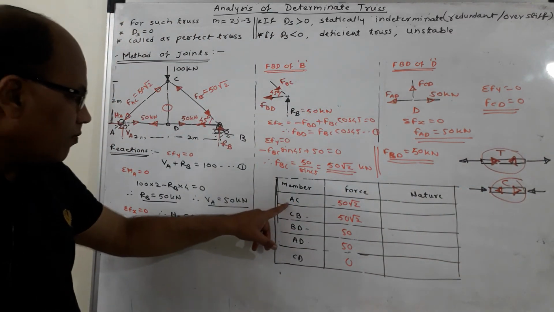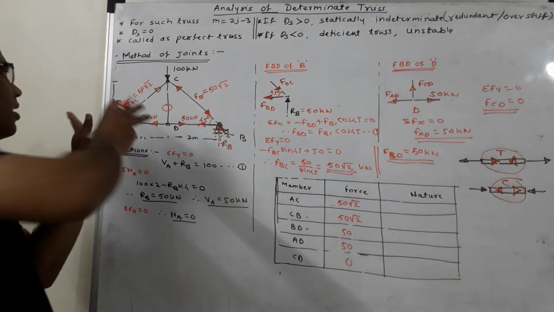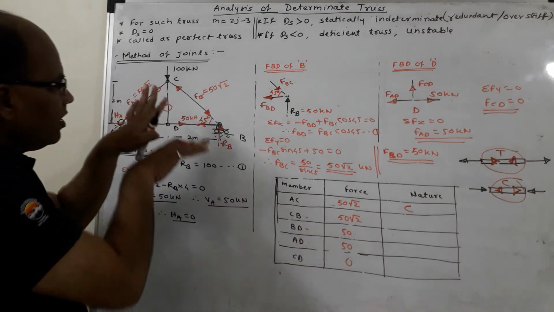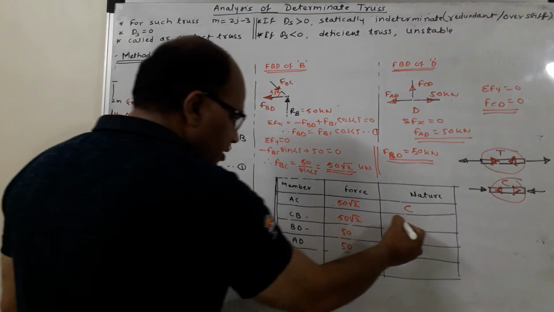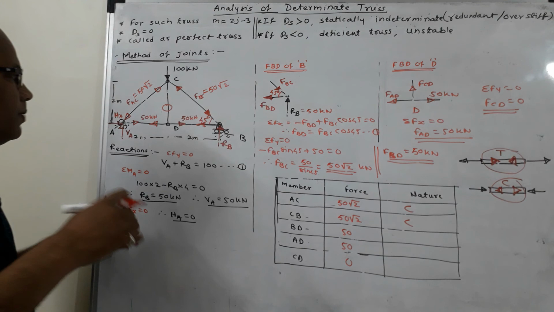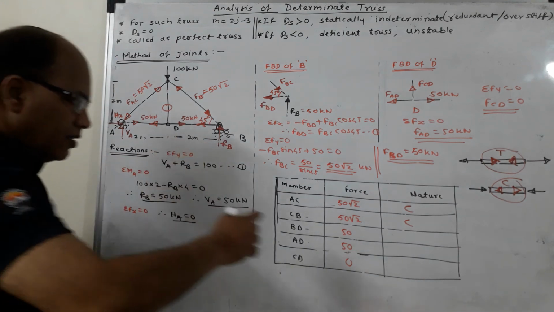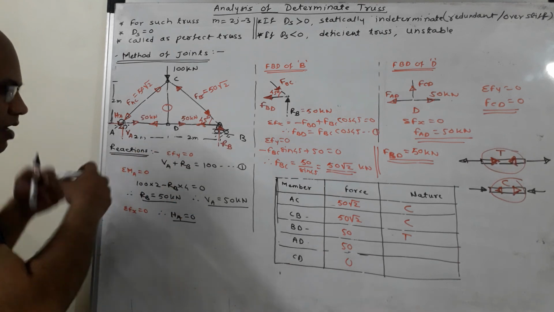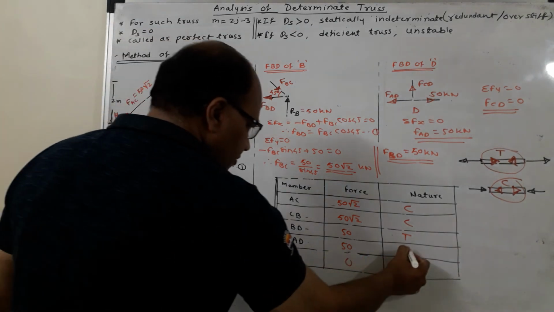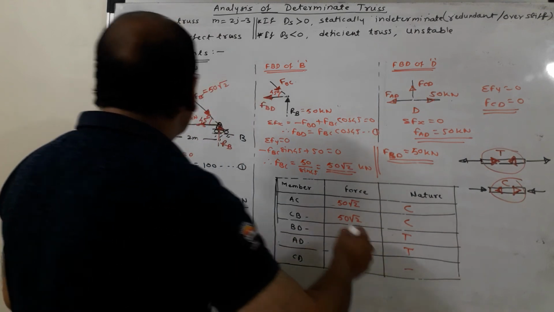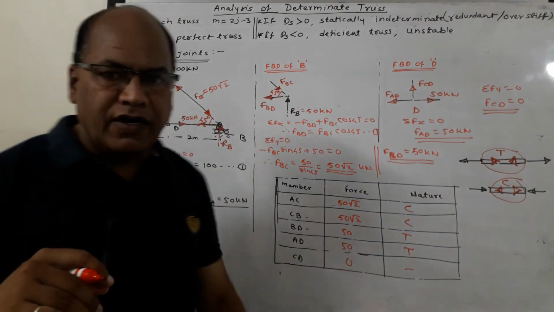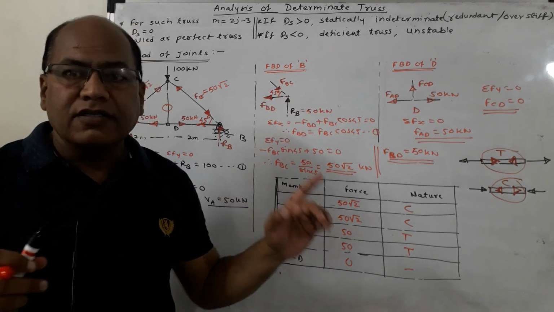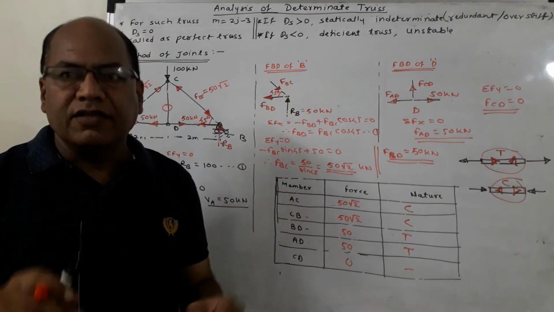So let us see for member AC. The arrowheads are marked away from one another, so it is compression. For CB again, arrowheads are marked away from one another, it is compression. For BD, arrowheads are marked towards one another, it is tension. For AD again, the arrowheads are marked towards one another, it is tension. And CD does not carry any force, so I will be providing a dash over here. This is how the determinate truss can be analyzed using the method of joints.